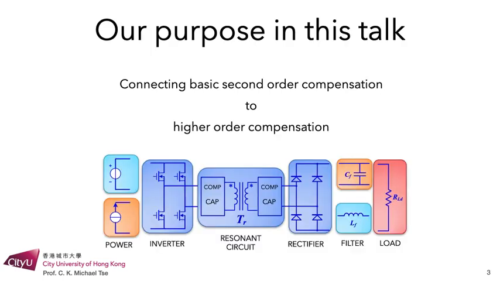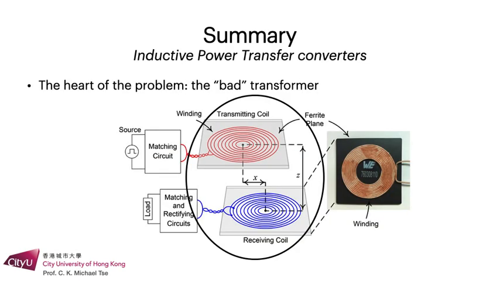Now, the purpose of this talk is to try to connect second-order compensation with higher-order compensation in order to provide systematic pathways, or design pathways, for designing higher-order compensation circuits to fulfill certain design and performance objectives. So naturally, our starting point will be the second-order compensation circuit.